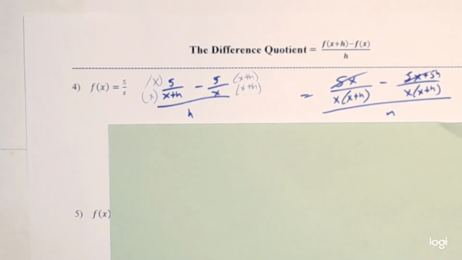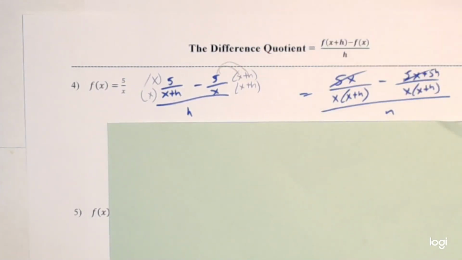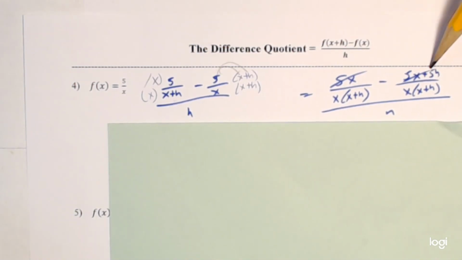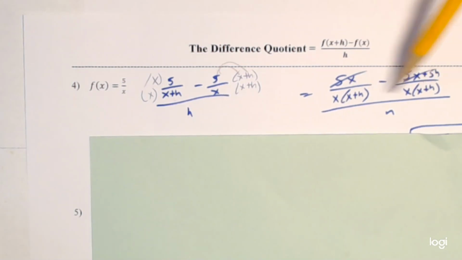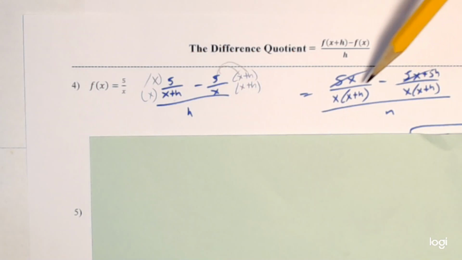First fraction is going to need an x top and bottom. Second fraction needs an x plus h top and bottom. A little bit of a distribute with that 5. Notice, still two separate fractions. Now with common denominators, we'll let that subtraction help us cancel.